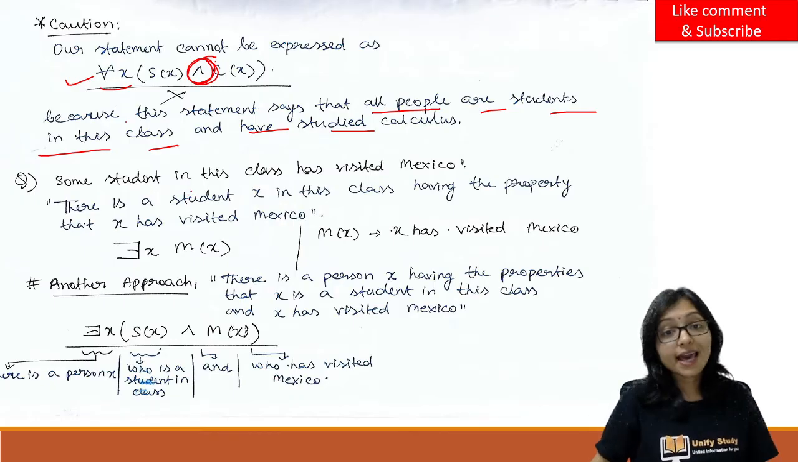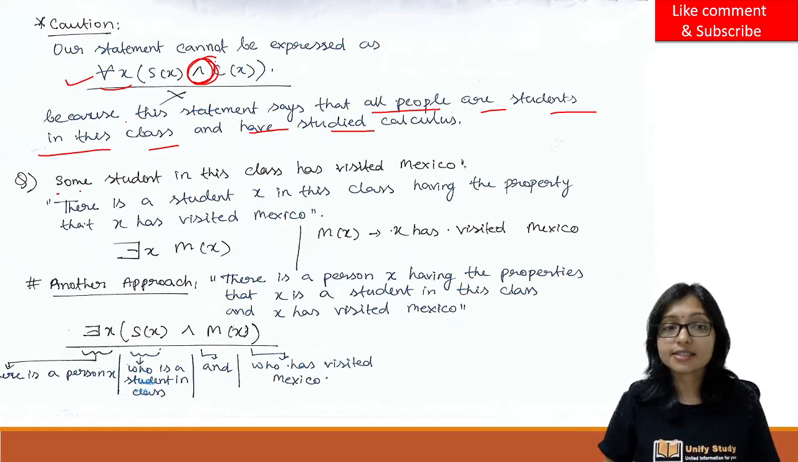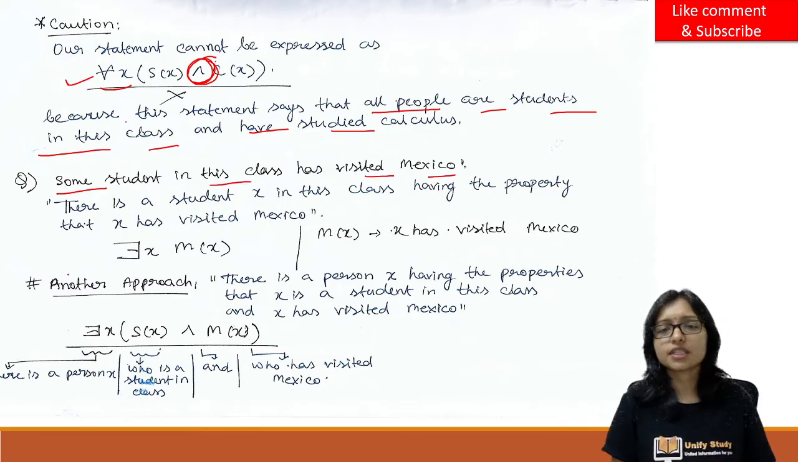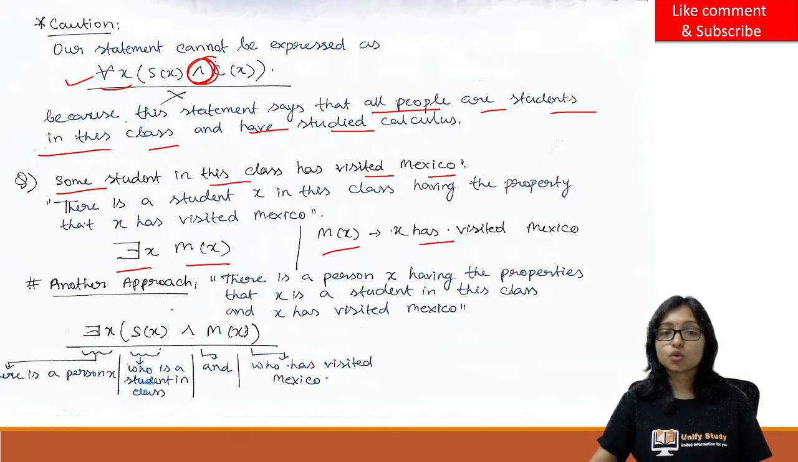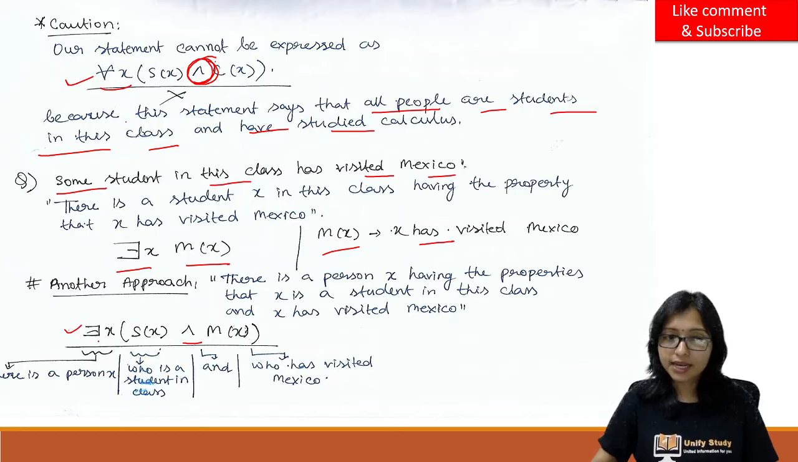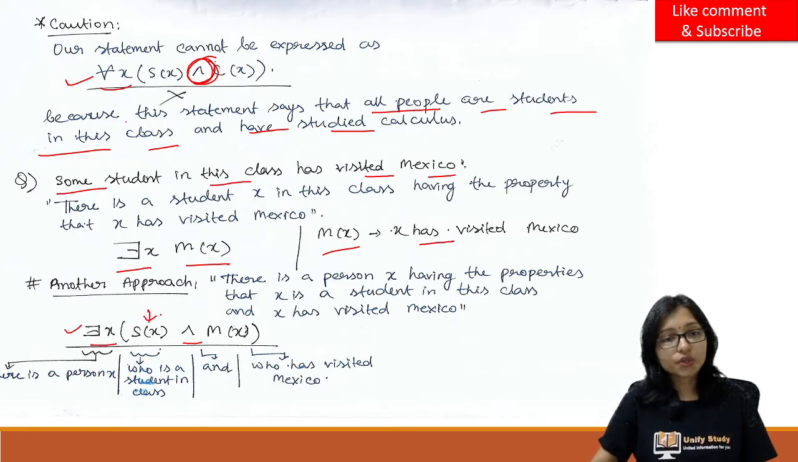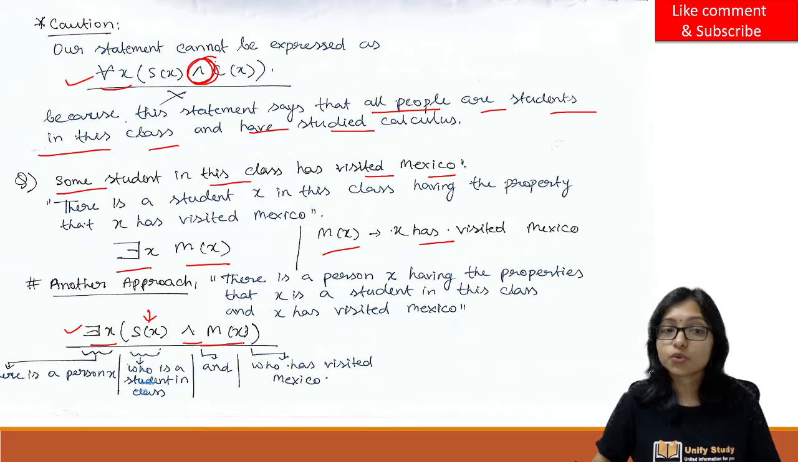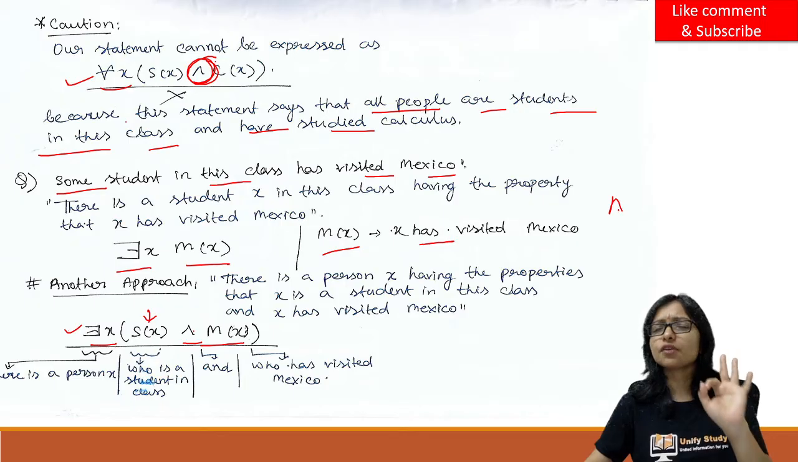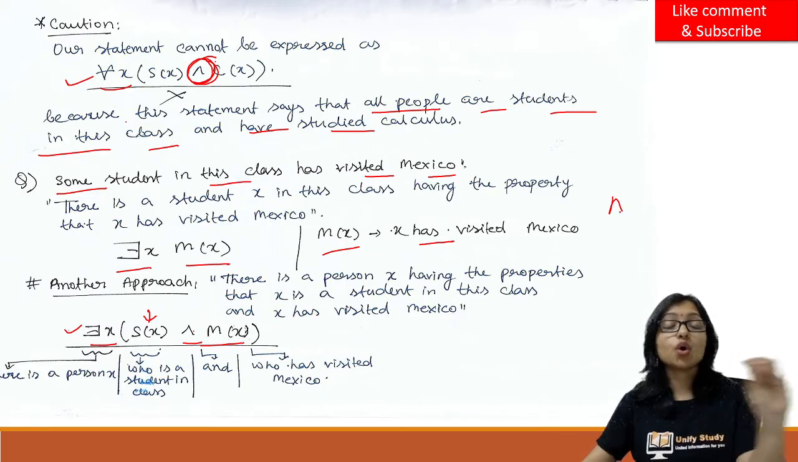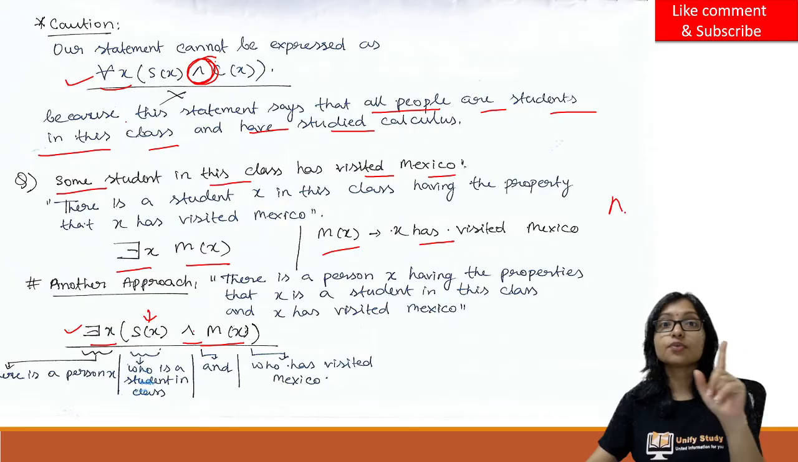But in there exists, whenever I am writing there exists, some of the students in the class visited Mexico. Some of the students in this class are female. Then we can say there exists x, Mx, where Mx means visited Mexico. Here we can apply and. There exists X, they are students and they visited Mexico. So with there exists we can apply and. This is the trick. If you are able to remember it, then so many predicate logic questions will be easy.